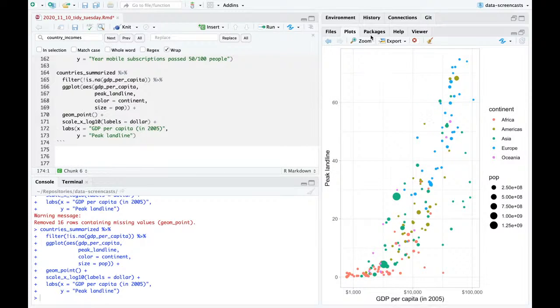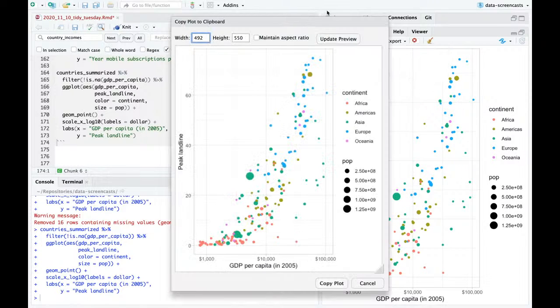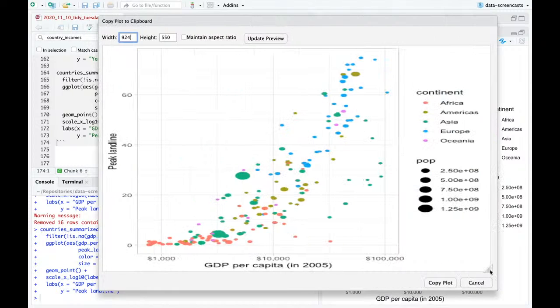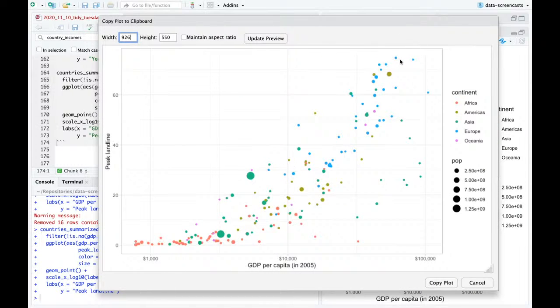That's a little better. So you can see, lots of European countries peaked at like 40 to 70 people having a landline, percent of people having a landline phone. Africa much lower. The Americas are largely somewhere in the middle. Here, I think, is the United States, the largest country in the Americas. And you can see there's a peak of landline. There's another way of representing that shape.